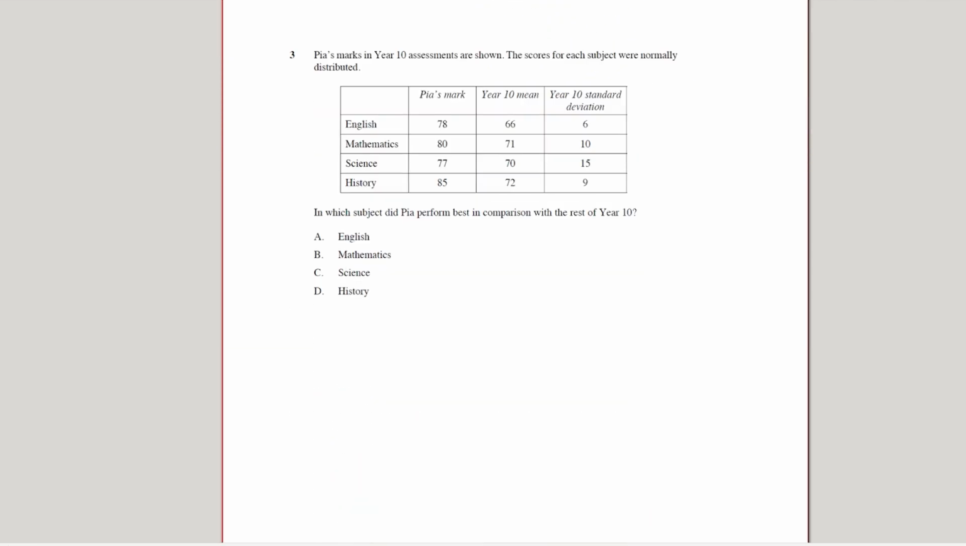Alright, moving on to question 3. We have to figure out which subject Pierre did the best in. To do this, the trick is, let me give you an analogy real quick. It says normally distributed. If you want to figure out which subject Pierre did the best in, it has to be a really high Z-score. The Z-score has to be really, really high. Okay, so what does this mean? It means Pierre's mark is way higher than the mean. So let's have a look at Pierre's mark and the mean.